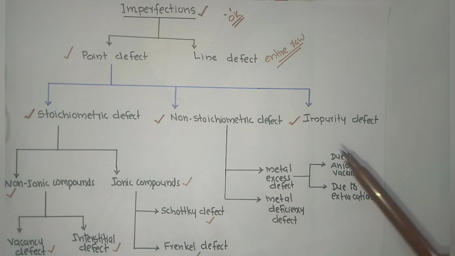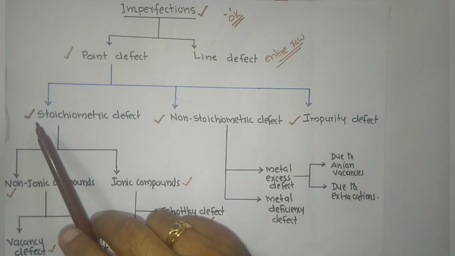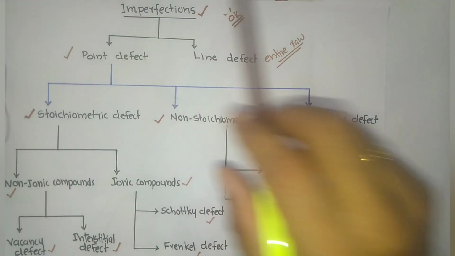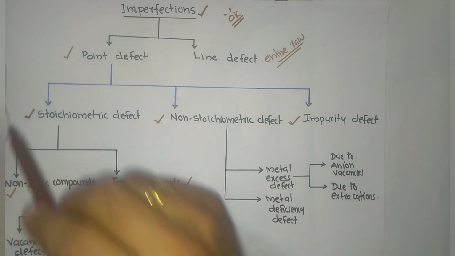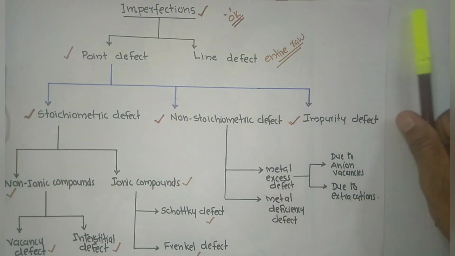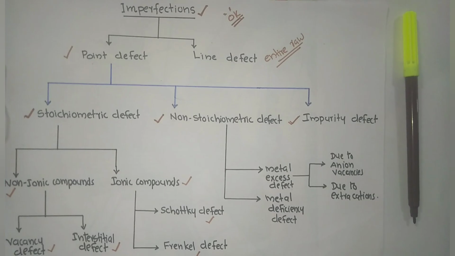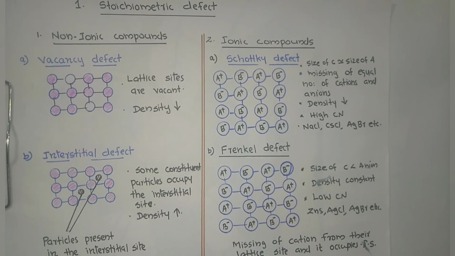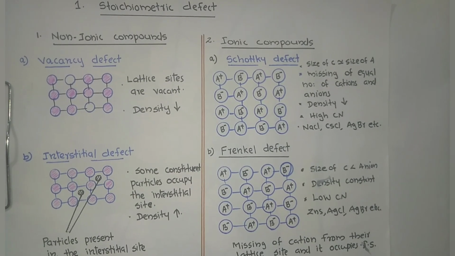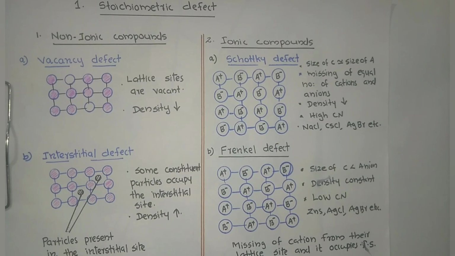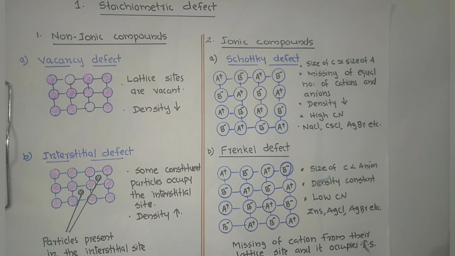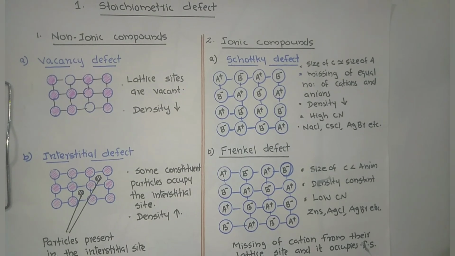Okay, then one by one. First one, which one? Stoichiometric defects. This is the classification of these imperfections. Okay, then first, stoichiometric defects. The compounds containing equal number of cations and anions are called stoichiometric compounds, and the defects that do not disturb the stoichiometry are called stoichiometric defects.